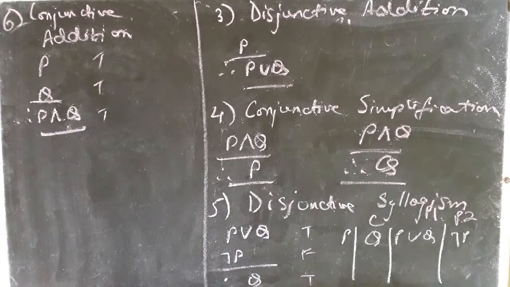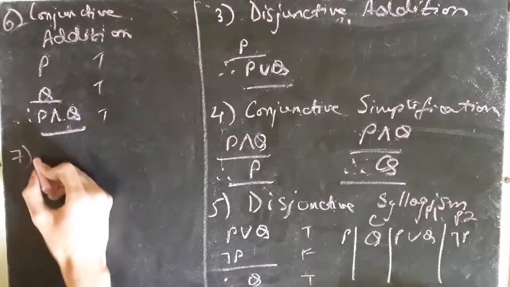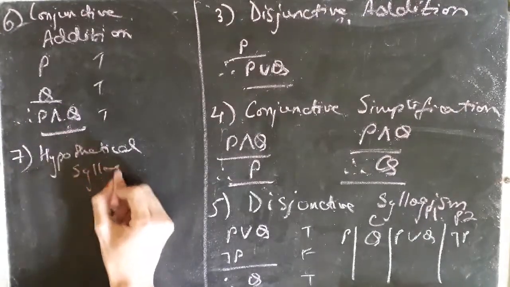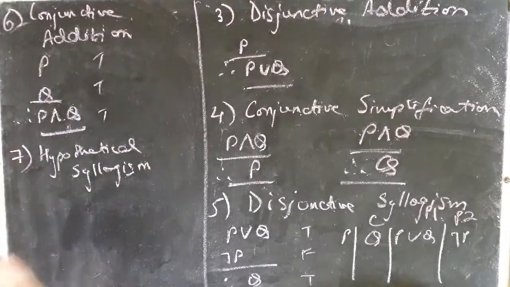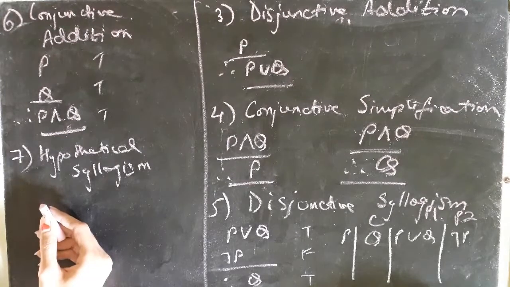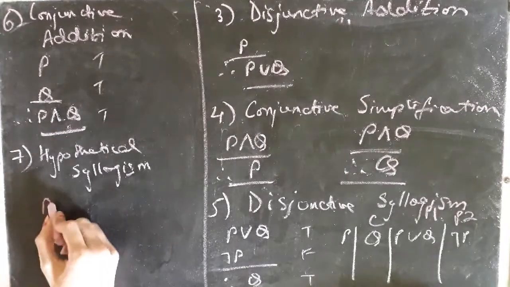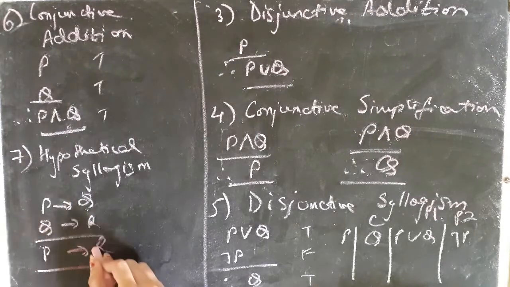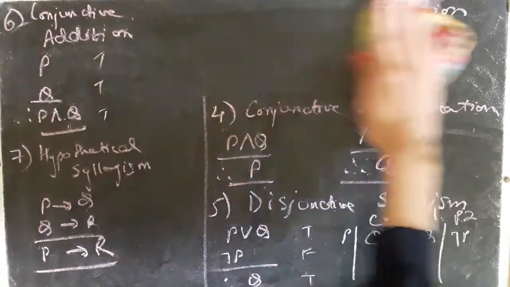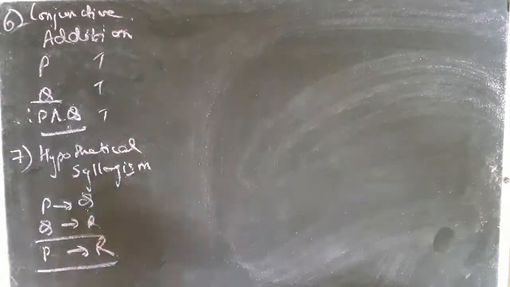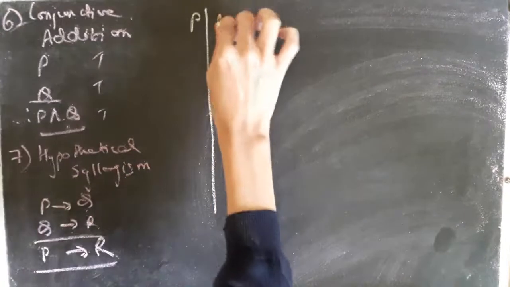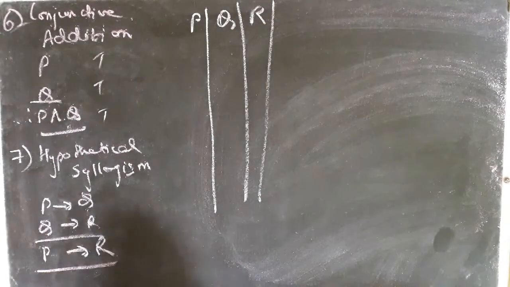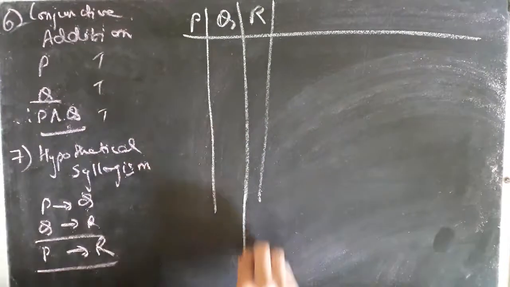Now, what is the seventh inference rule? It is hypothetical syllogism. What does that state? Hypothetical syllogism states that if P implies Q and Q implies R, then P implies R. Let us prove this with the help of a truth table. P, Q, R. This is going to be a long one.